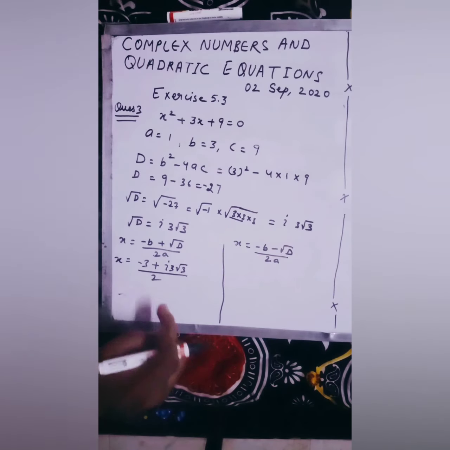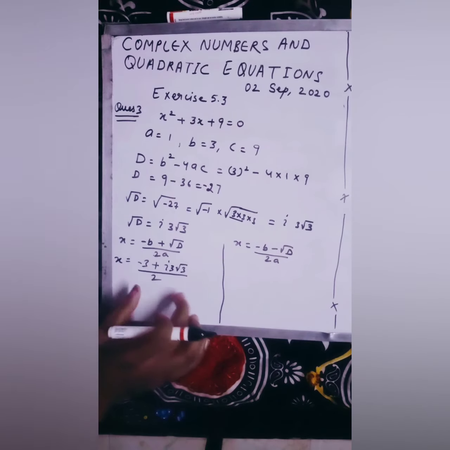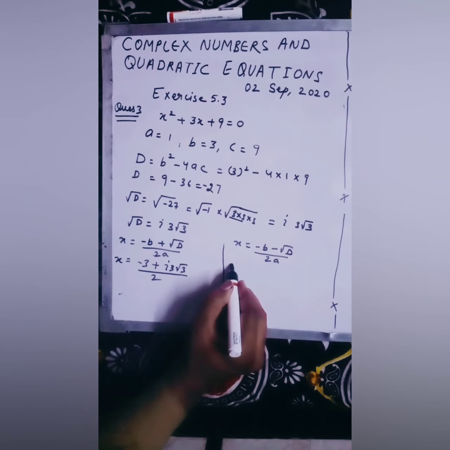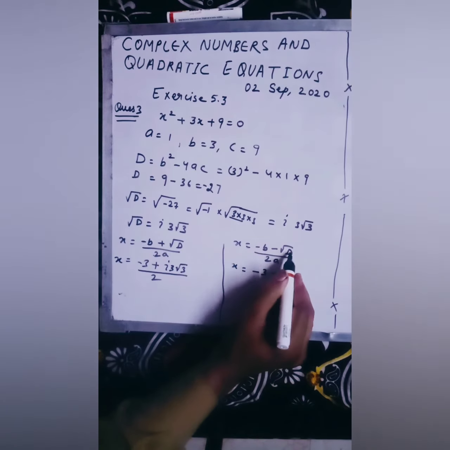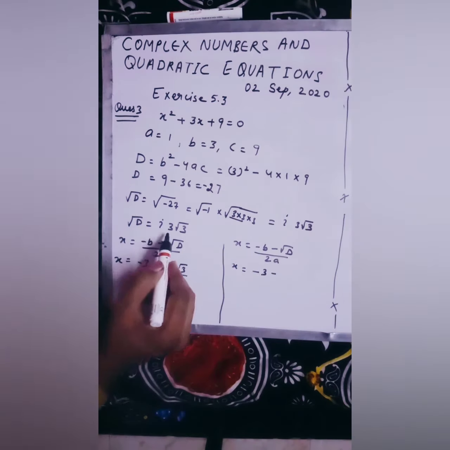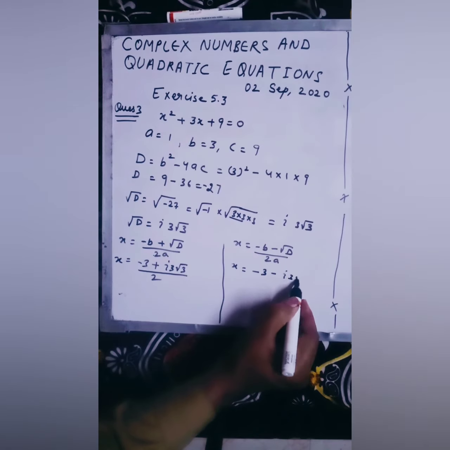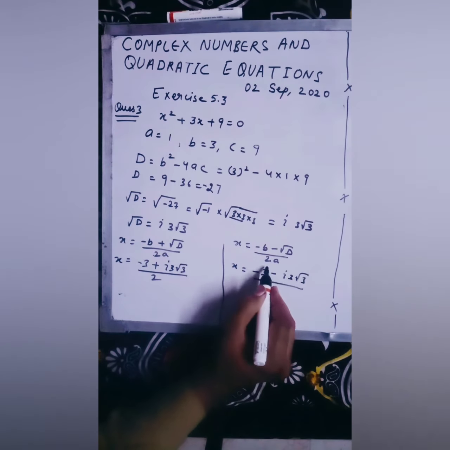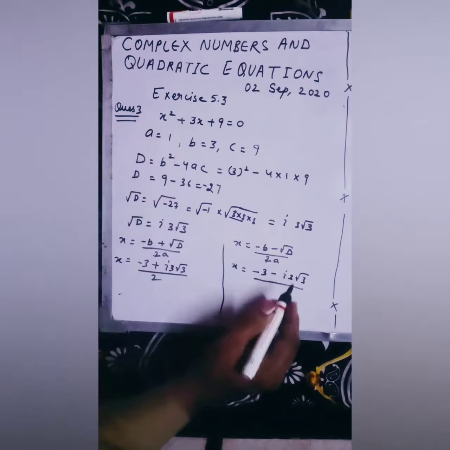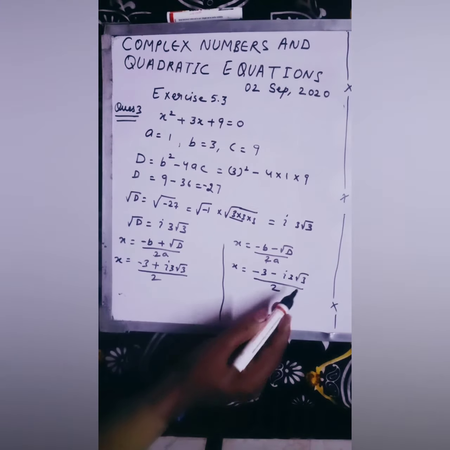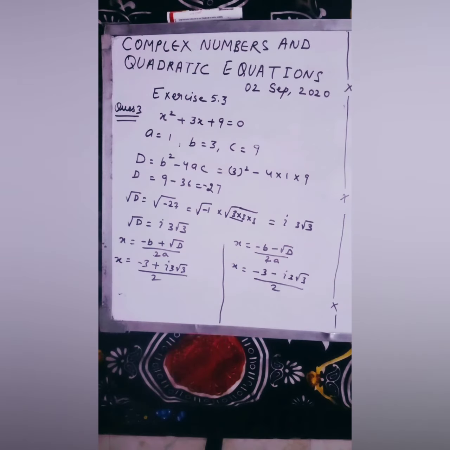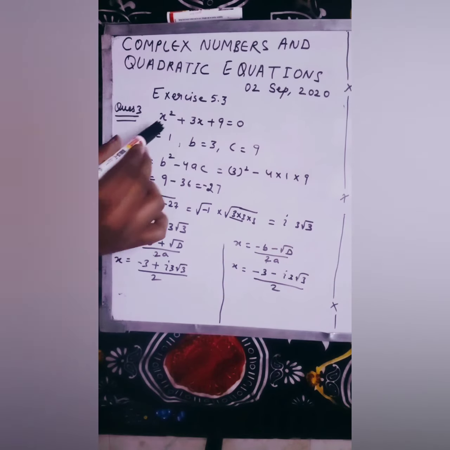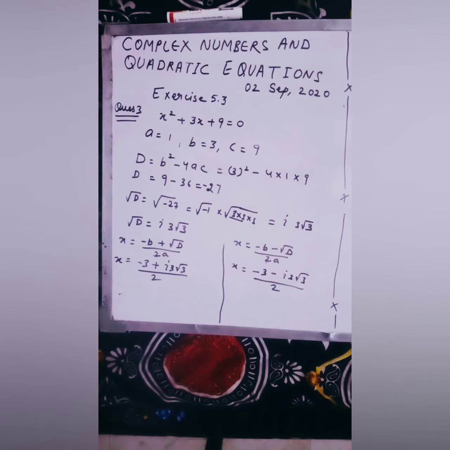So this is your first root of this equation, and similarly your x equals minus b, your b is 3, so minus 3 minus under root d, which is iota 3 root 3, over 2 into a, where a is 1, so 2 into 1 it will be 2. So this is your second root. So these are the two roots of the given quadratic equation.